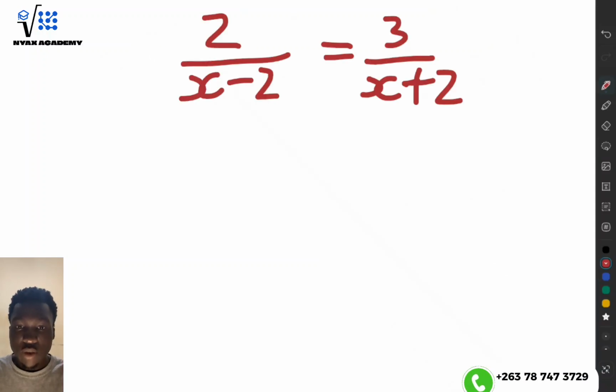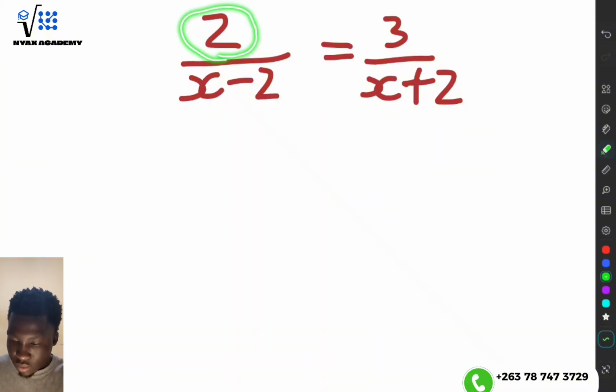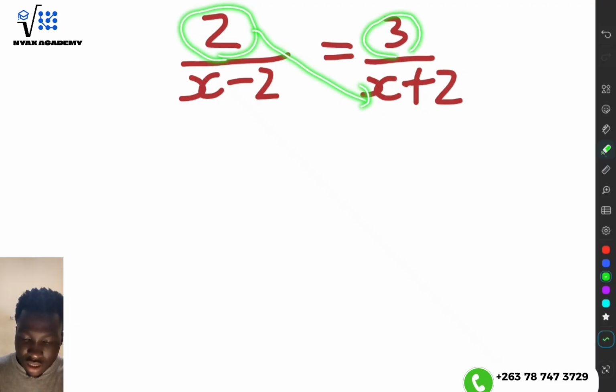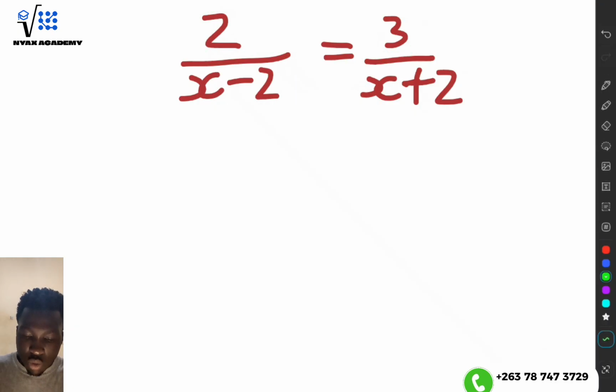Okay, let's welcome back. So today we're solving algebraic equations, right? We're given 2 over x minus 2 is equal to 3 over x plus 2. So how do we solve that? We cross multiply. So what we're saying is that this numerator is going to multiply the denominator of this fraction, and also this numerator multiplies the denominator of the other fraction.